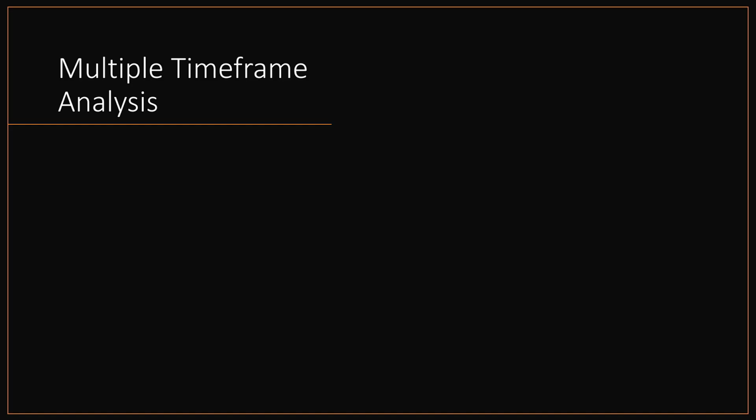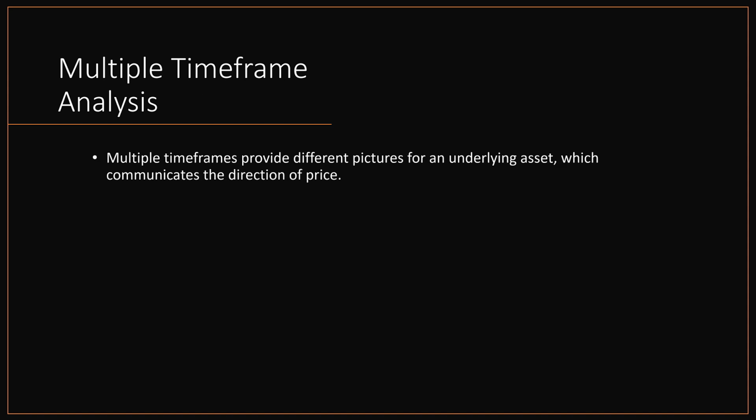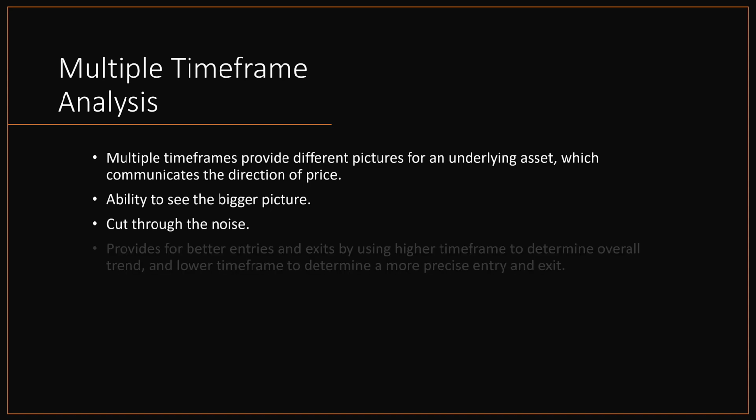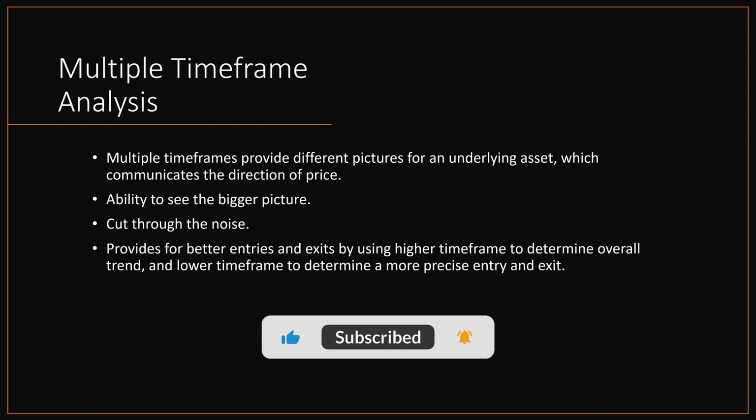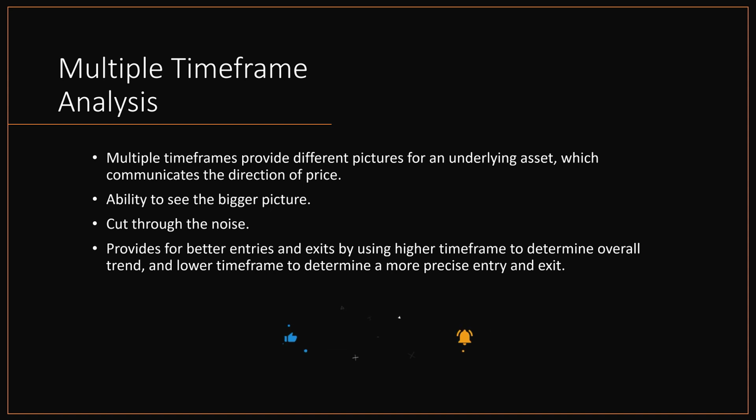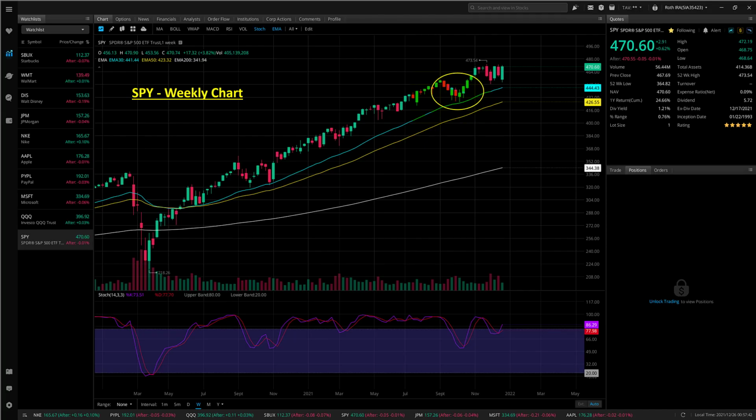So what is multiple time frame analysis? Well, simply put, multiple time frames provide different pictures for an underlying asset, which communicates the direction of price. It allows you to see the bigger picture to evaluate the overall trend, which obviously helps cut through the noise. And it provides for better entries and exits by using a higher time frame to determine the overall trend, and then you would drill down to a lower time frame to determine a more specific entry and exit. Now, I'm going to go through some examples to explain exactly how this works.